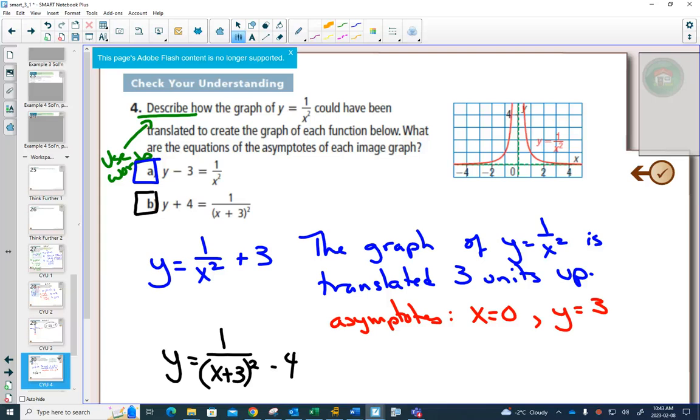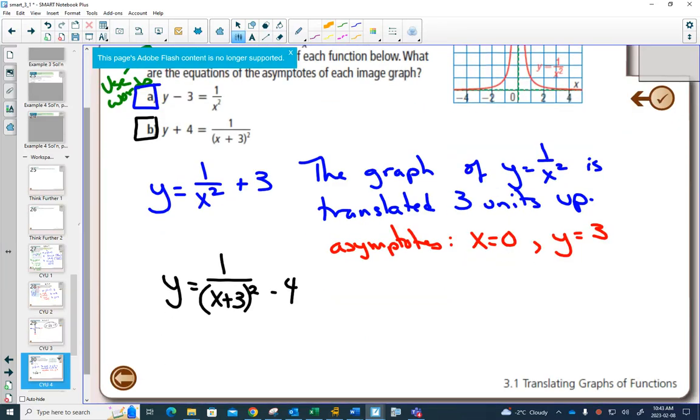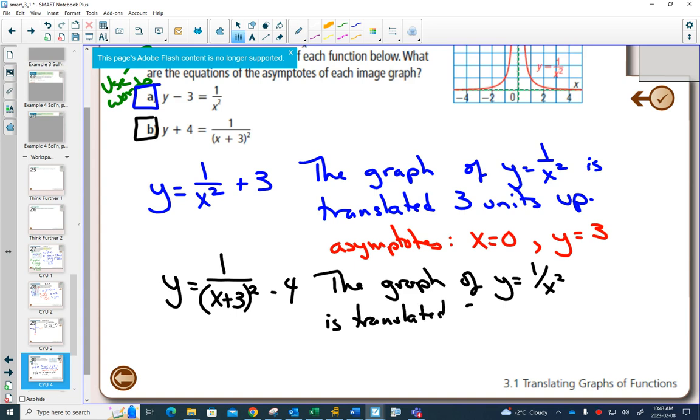To describe that in words, the graph of y equals 1 over x squared is translated. The 3 would be 3 units. In which direction? Plus 3 would move left. And 4 units, that's exactly as you would think, 4 units down.